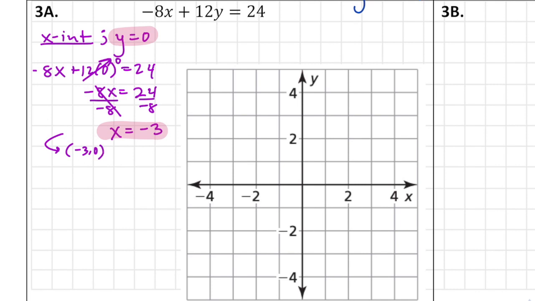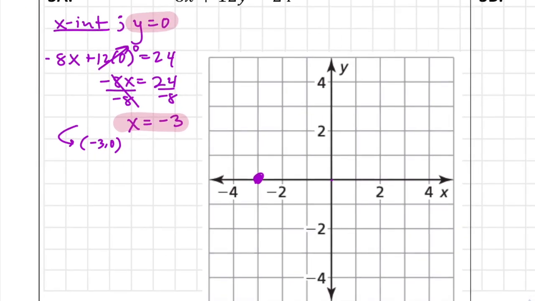Let me plot that. Remember, when we're starting from the origin, if we're going in the x direction, that's going to be left or right. And if it's negative 3, we're going to go 3 spots to the left from the origin. And because our y is equal to 0, we'll neither go up nor down. We will stay right there. So let me plot this point there, and I'm going to get rid of these little lines just to make it a little bit more clear. Now I've got 1 point.